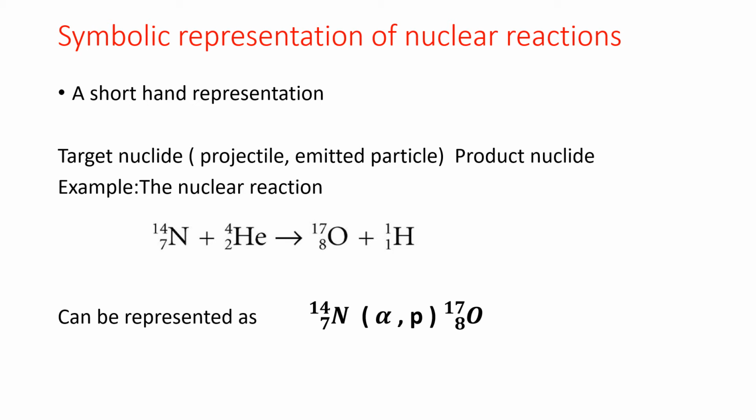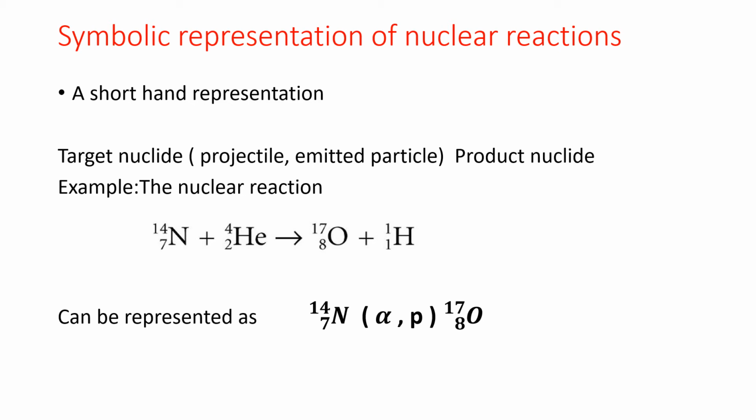Scientists have devised a shorthand method of representing the nuclear reactions. Suppose you bombard nitrogen-14 with an alpha particle, helium-4 (2), and the product that is formed is oxygen-17 and a proton. This can be represented by the shorthand notation N-14 (alpha, p) O-17.